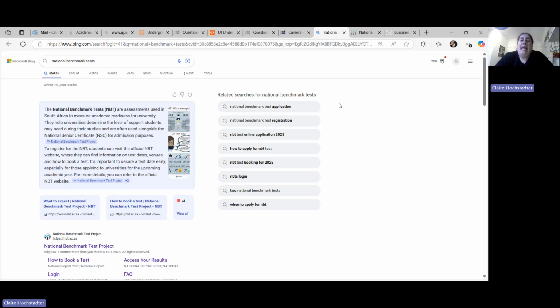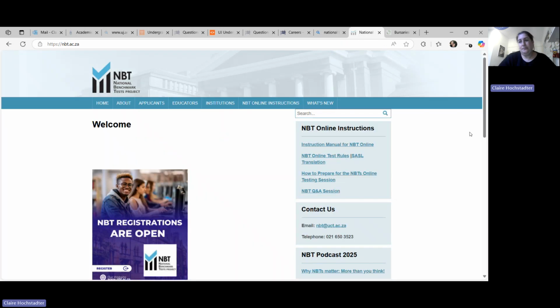So what we have found is that in general, people's marks are slightly lower on NBTs than they are at the end of matric. The reality is that they are hard tests. They are there to distinguish difference. Okay, so do not be alarmed by the standards of these tests. Okay, but you will see here the National Benchmark Tests website, which looks like this.